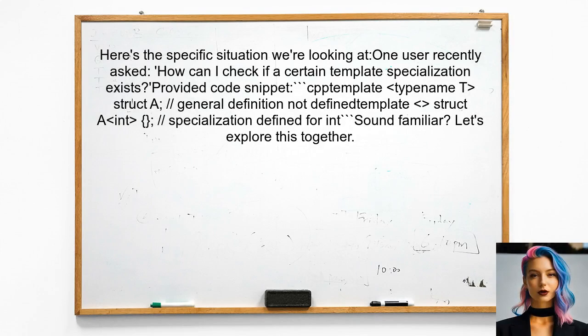Here's the specific situation we're looking at. One user recently asked, "How can I check if a certain template specialization exists when the general case is not defined?" They provided a code snippet that defines a general template and a specialization for integers. Sound familiar? If so, let's explore this together and find a solution.